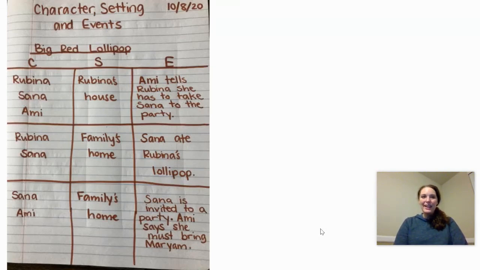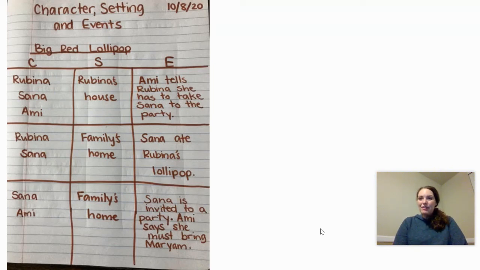close to the end of the story, and we will pick up with who are the characters, what is the setting, and the events. Well, we know that Sana brought home an invitation to a birthday party to tell Ami, and Ami said that she must bring Miriam to the party. The setting is still at their home. That has not changed for the entire story. And so, for the event, I wrote, Sana is invited to a party. Ami says she must bring Miriam.